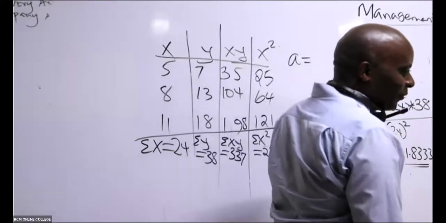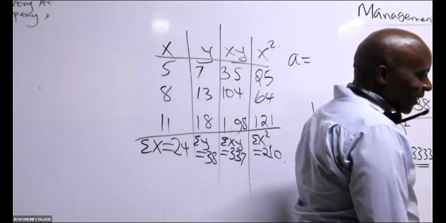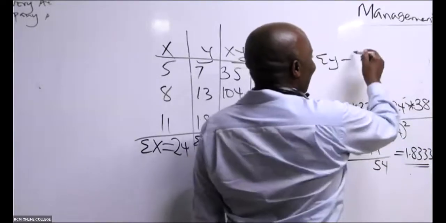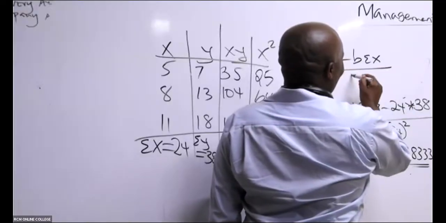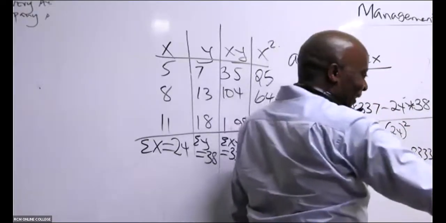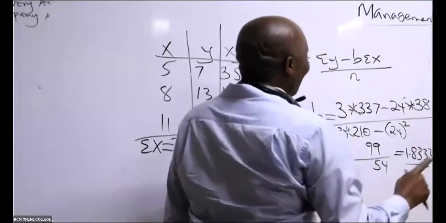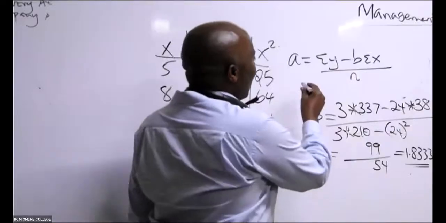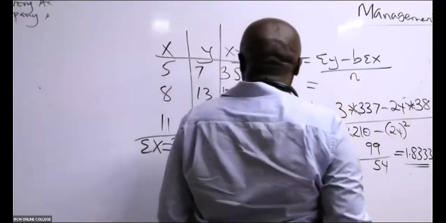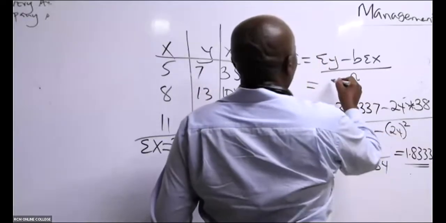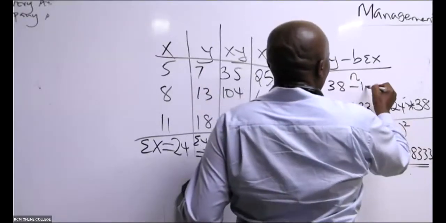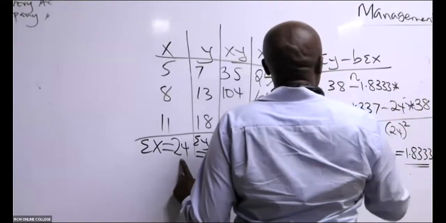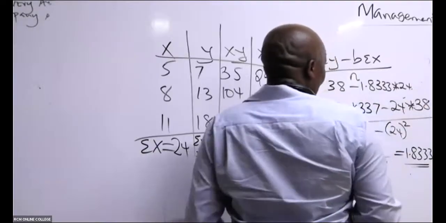Is there somebody who is able to remember the formula? Summation Y minus B summation X over... You've tried, but you have struggled a little bit. Don't worry, I will get you in a moment. So summation Y, do we have summation Y? Summation Y is 38, minus B, which is 1.833, times summation X, which is 24, isn't it?